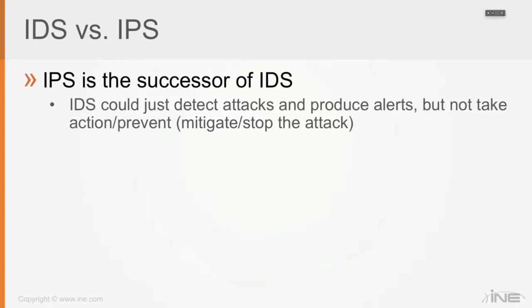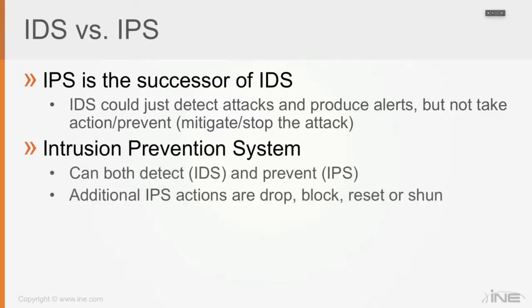Now IDS versus IPS. So IDS was the intrusion detection system, IPS is the intrusion prevention system. So that means that IPS is the successor of IDS. And just by the name, it means that IDS could just detect attacks and produce alerts, but not take action, which means to prevent. That's why it was called intrusion detection system. It could detect attacks and alert, but it could not take action, which means to prevent the attack from happening as it was detected. Of course, the IPS came to fix that up.